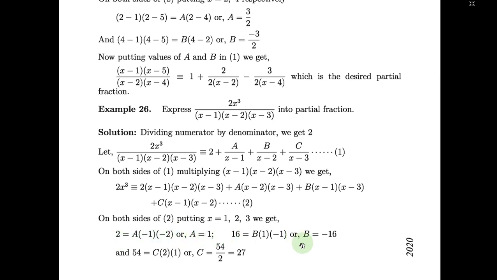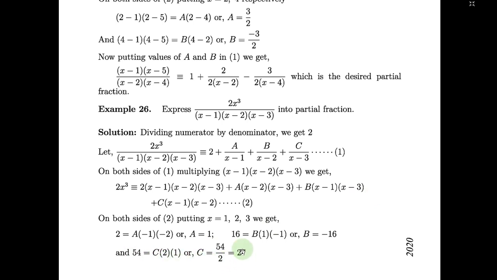And again, putting x equal to 2, the coefficient of a and the coefficient of c will be 0. So a and c will vanish, b will remain. You can find the value of b, and the value will be minus 16. And similarly, x equal to 3, that time the coefficient of a and coefficient of b will be 0, and a and b will vanish, so you can find the value of c. The value will be 27.